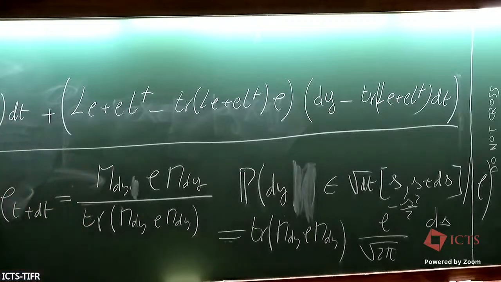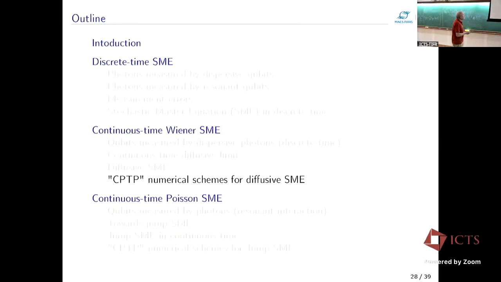And from this analogy here, I will show you the small modification to this scheme, to get a numerical method which is based on completely positive and also trace preserving recurrence. So let's go there. It is a CPTP numerical scheme for diffusion SME.